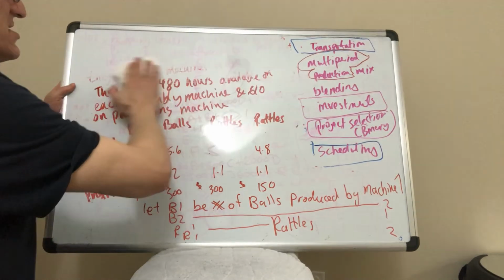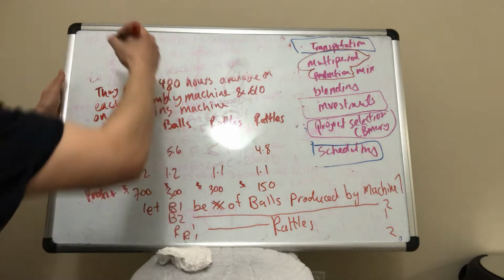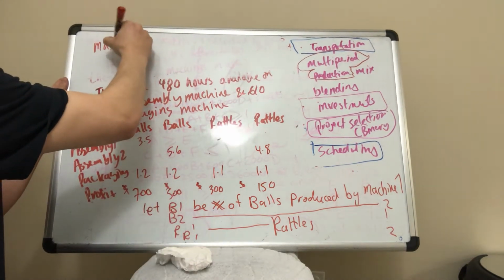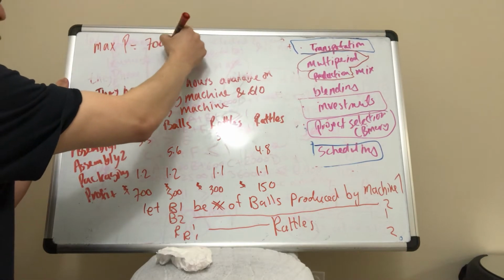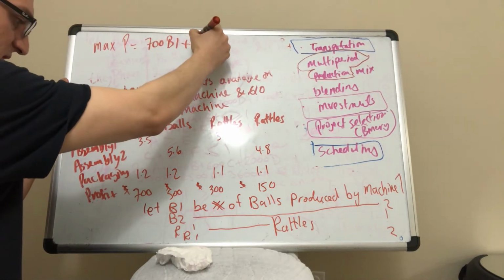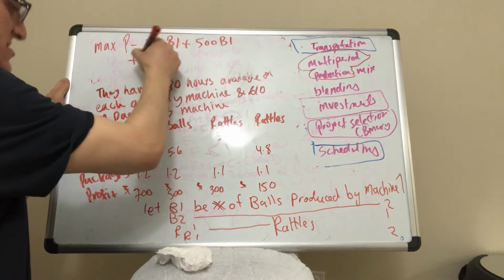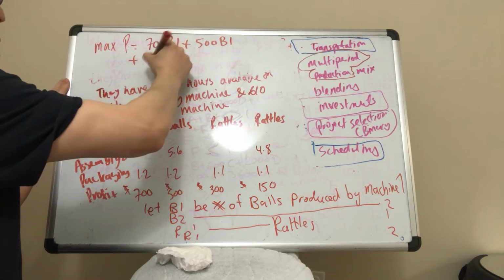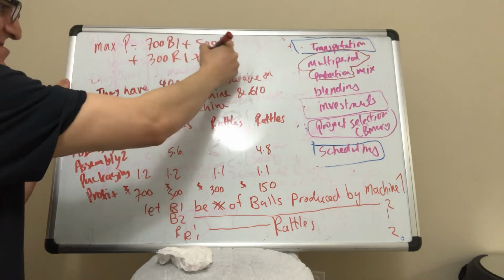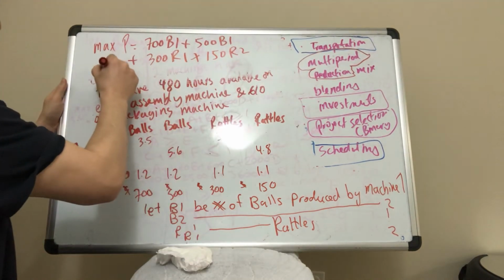The question when you read it is to maximize profit. We have the profit for each one. So we say max profit, and it's 700 if we go with the first one. It's 500 if we go with the second one. It's 300 if you go with R1, and it's 150 if you go with R2, and then subject to.